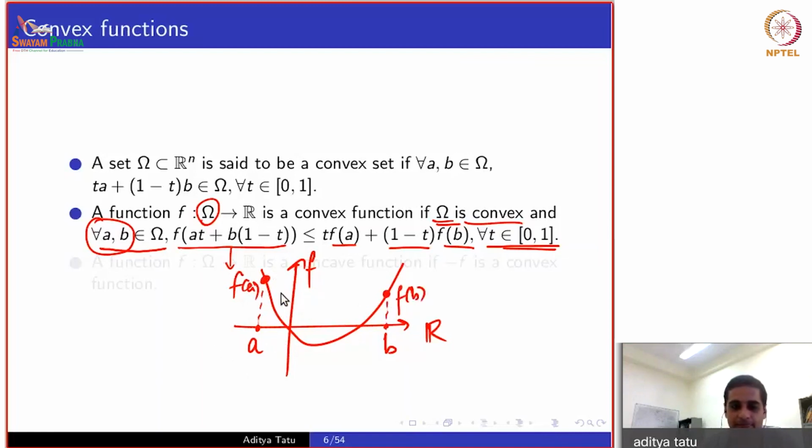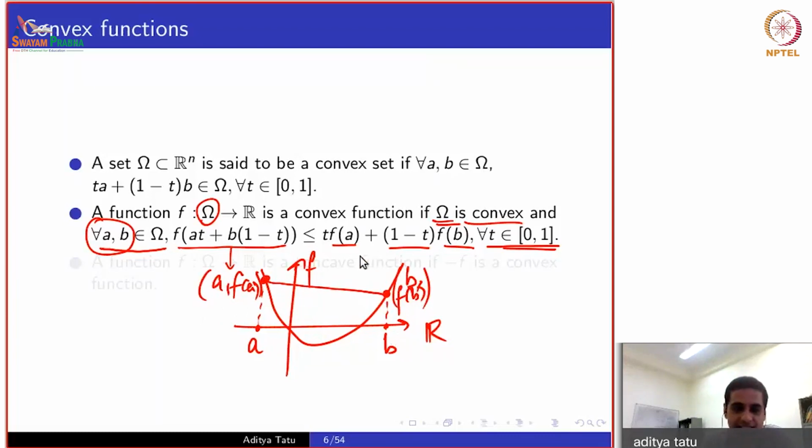And then what is the right hand side? t f(A) plus (1 minus t) f(B). So when t is 0, I have f(B). When t is 1, I have f(A). And t varies from 0 to 1. So the right hand side would just be the straight line joining the points (A, f(A)) and (B, f(B)).